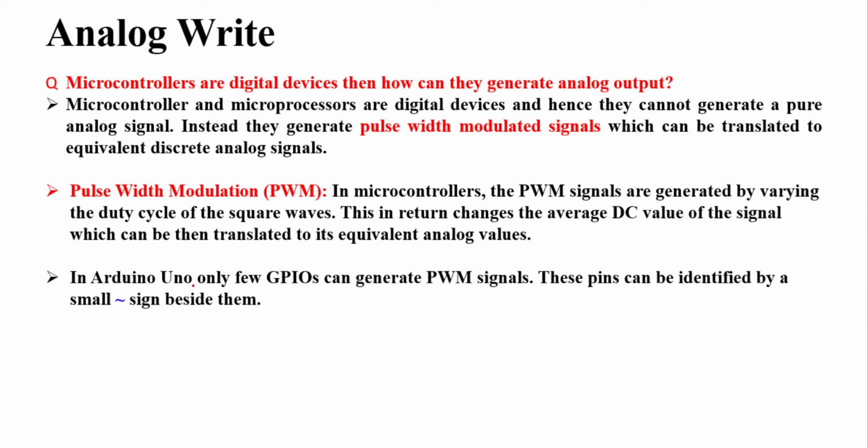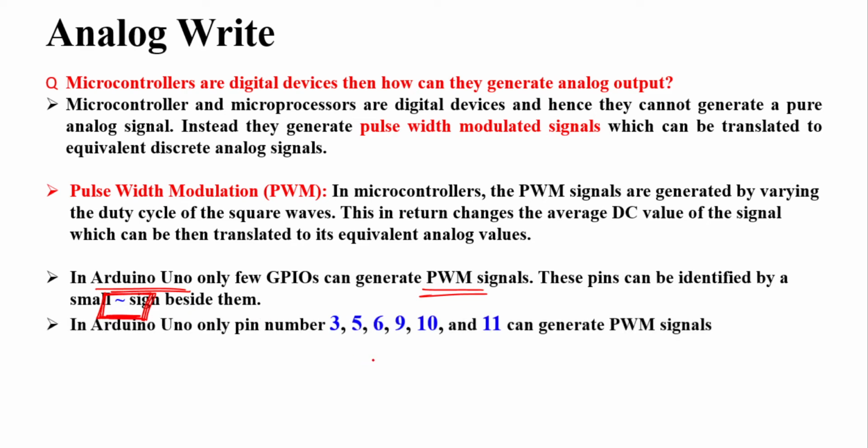First of all, we are going to talk about the DAC pins or PWM pins in case of Arduino Uno. So how to identify those pins which can generate PWM signals. Remember, you have to check this tilde sign in the Arduino board, and those pins which have these signs can generate PWM signals.